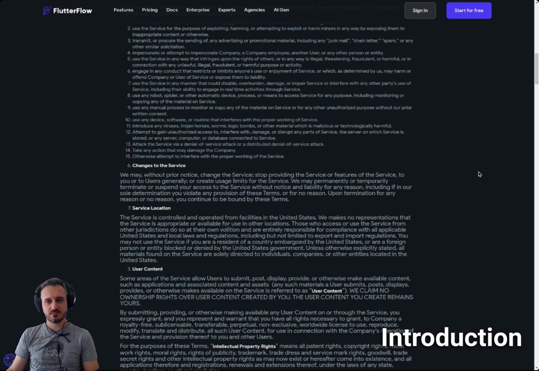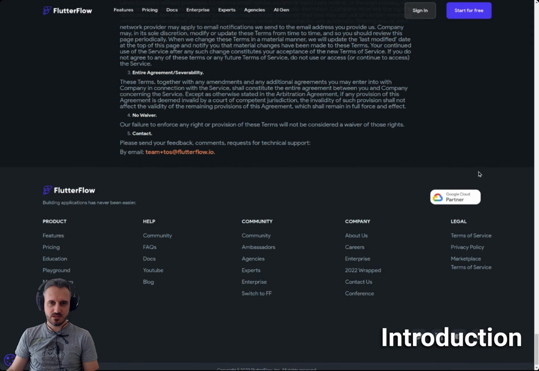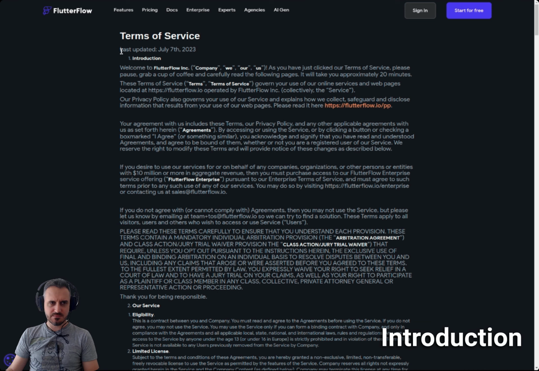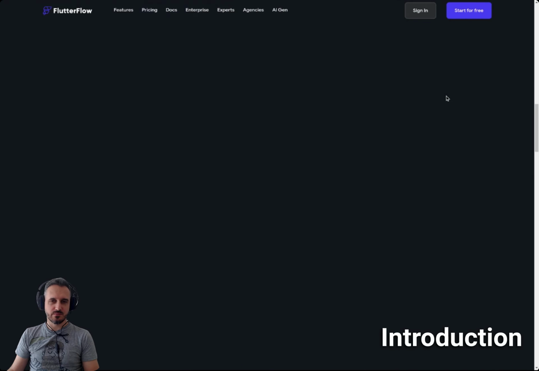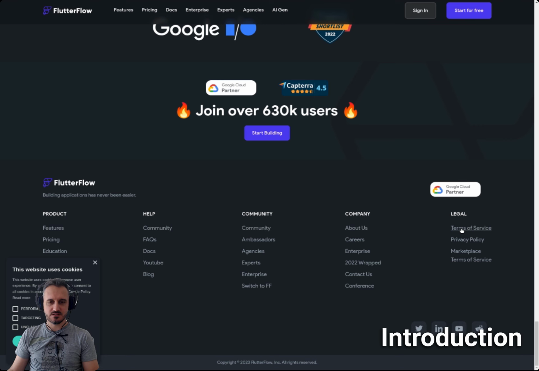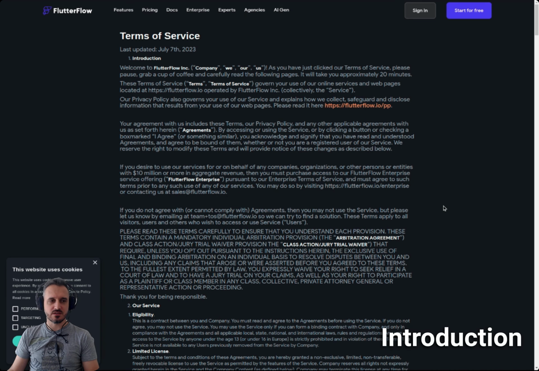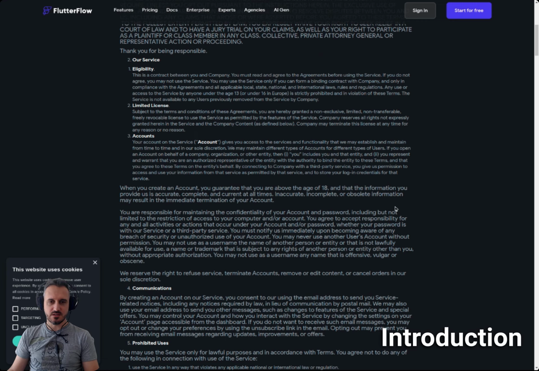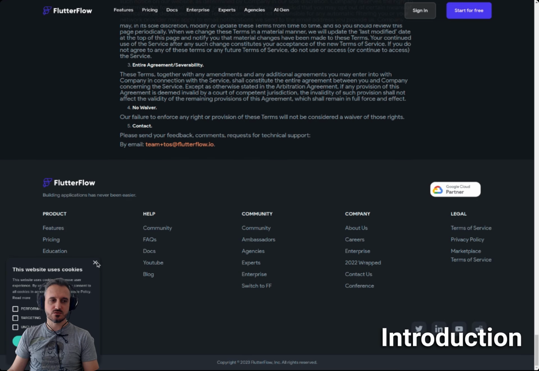The terms and conditions of FlutterFlow are actually not that huge. It's a relatively 10 pages long document, and the last update was on the 7th of June 2023, but we received the email a couple of days ago. To reach the terms and conditions, you can click on FlutterFlow and go to the bottom of the page, where the footer is. There's the terms of service, and that is the one we are going to talk about today.